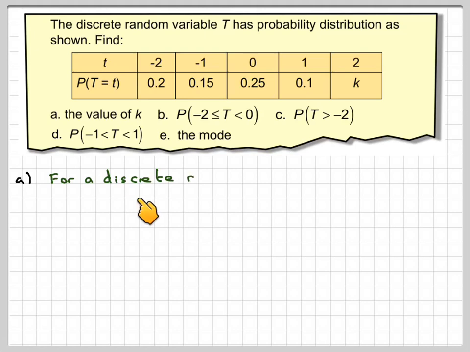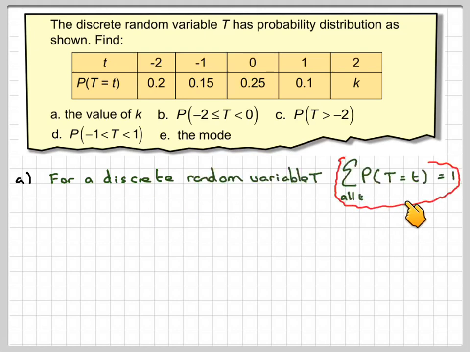Right, for a discrete random variable, the sum of all the probabilities that t is equal to t will be equal to 1. So all these probabilities here, in this column here, have to add up to 1. These are the actual values of t, these are the probabilities.